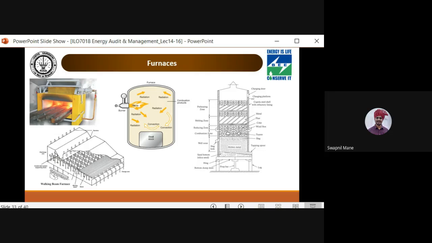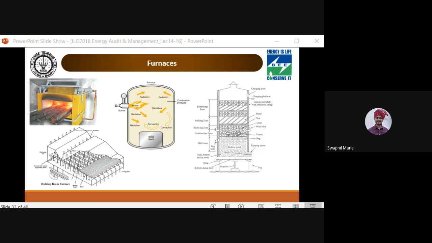What are the various types of furnaces that are being shown over here? Based on these parameters, consider the furnace energy supply: what type of energy is supplied to the furnace? It is in the form of liquid fuel, gaseous fuel, or electricity.